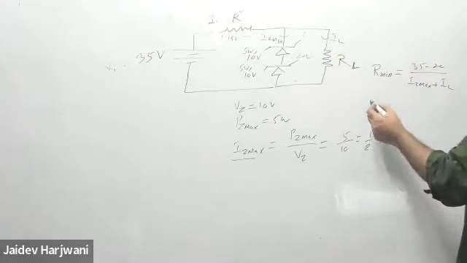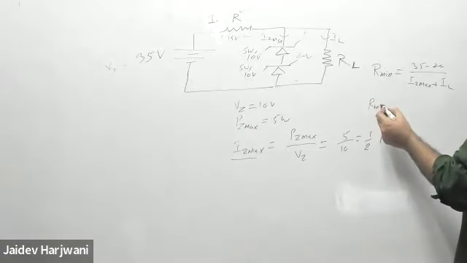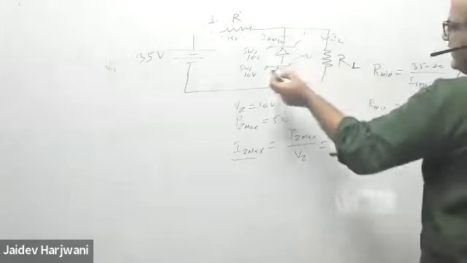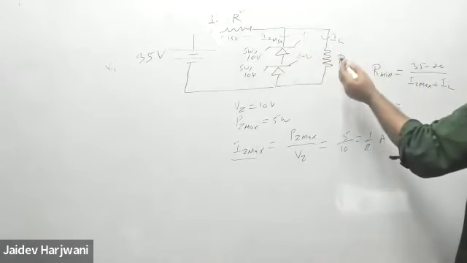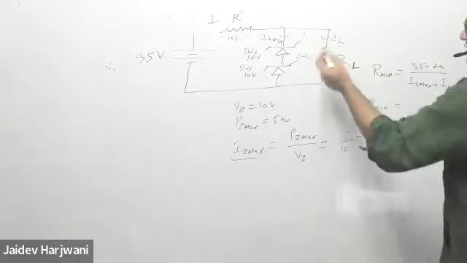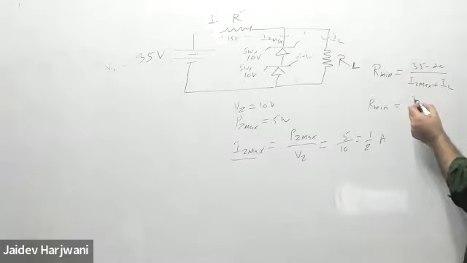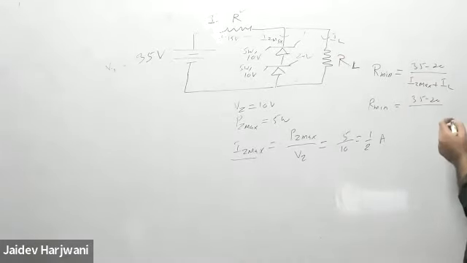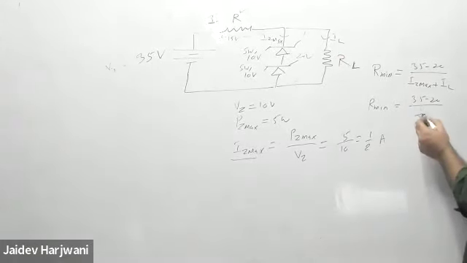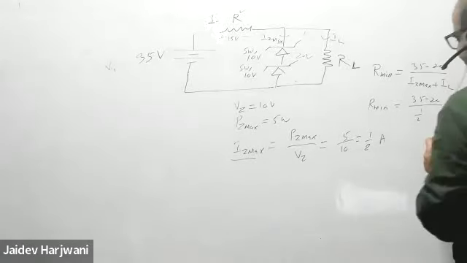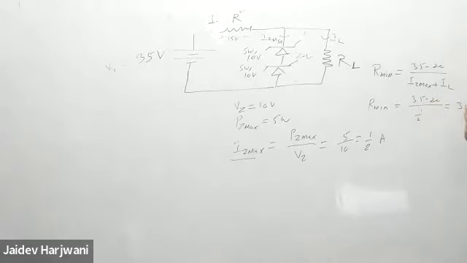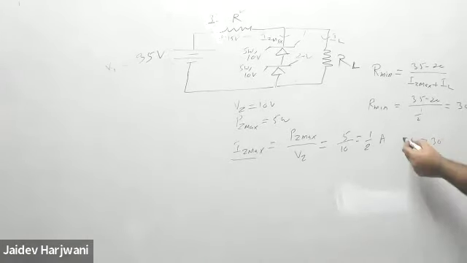Now here I can assume that R minimum is series because only I know IZ max. This is a variable resistance. I can choose a very high resistance and make it 0. So I can just write that my R will be 35 minus 20 over IZ max, which is 1/2. So this will come how much? 30 ohms. This is 15 and this will come 30 ohm. So my R minimum cannot be less than 30 ohm. So my R minimum should be either 30 or greater than 30 ohm.